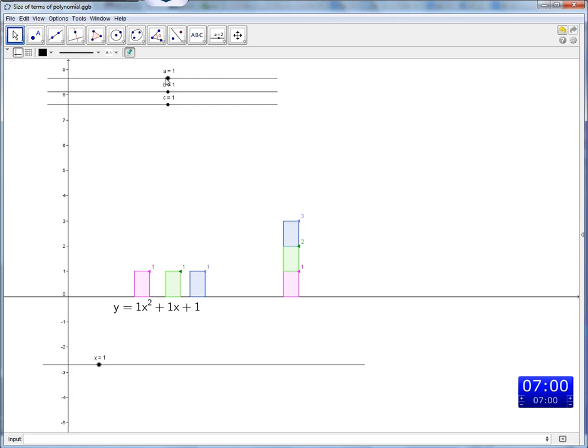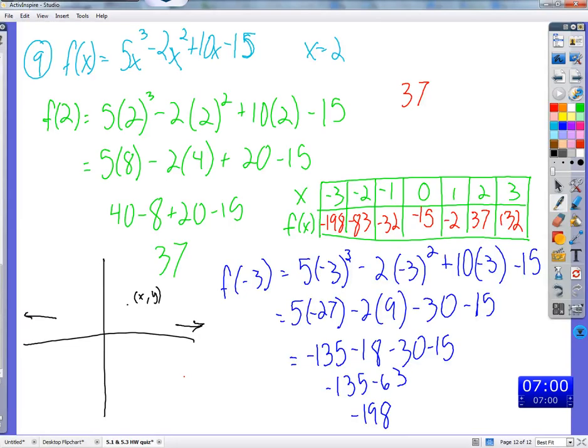If I slide this around, it'll change what a is. We can change what b is, and what c is. A, b, and c. And then we can change what x is, what gets plugged in for x by moving this around. So in this function, as we put in bigger values for x, what do you think the whole thing is going to do? If we just keep putting in bigger and bigger numbers, what kind of y values would we see? Bigger. Big positive ones? Why do you think that?